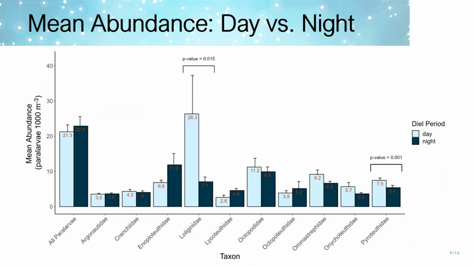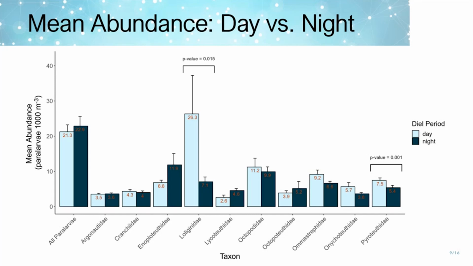Now we're going to look at the comparison of depth-aggregated day versus night mean abundance. So on the y-axis, we have mean abundance in number of paralarvae per 1,000 cubic meters. And along the x-axis are the taxa that had more than 10 individuals collected. The light blue bars are the daytime mean abundance, and dark blue are nighttime mean abundance.